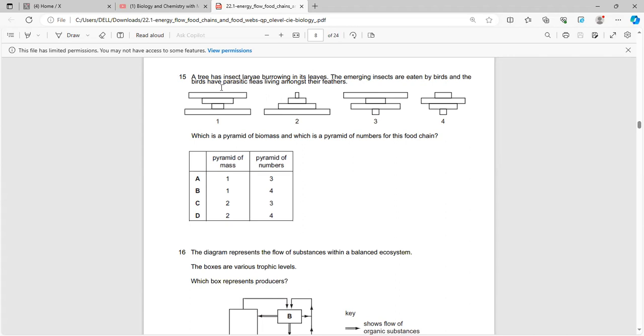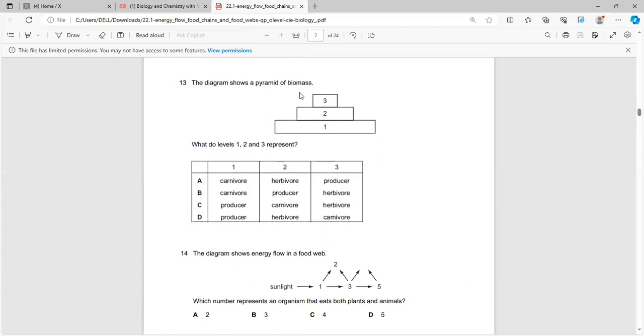They say that there is an insect larva in the leaf, so the insect larvae must be of large amount, and the emerging insects are eaten by birds. The birds would be smaller than the larvae, but the parasitic fleas would be in the largest amount. So in the pyramid of numbers, 3 is that option. However, if you talk about the pyramid of biomass, obviously just use your common sense that fleas cannot weigh so much, and even though they are in large amount, they would not weigh. So the fleas have the smallest weight as depicted in option number 2.